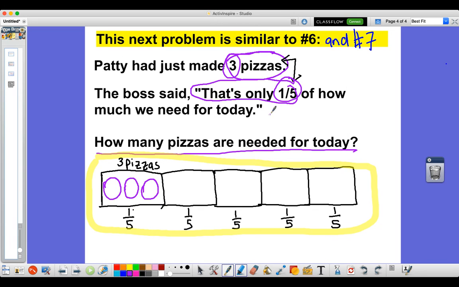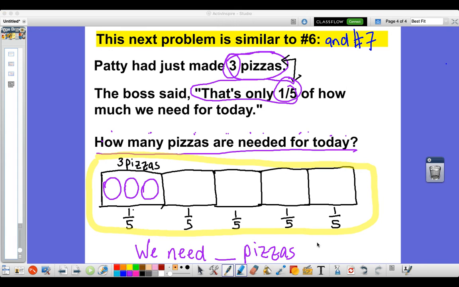There you go. How many pizzas are needed for today? Oh man, they want to know how many pizzas are needed. We need blank pizzas for today. All right, how do we do this now?